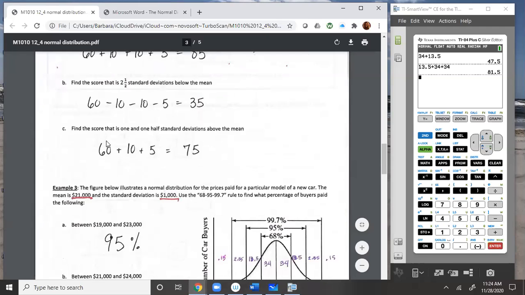Part C, find the score that is 1 1/2 standard deviations above the mean. So again, each standard deviation is 10, a half is 5. 60 plus 10 plus 5 is 75.